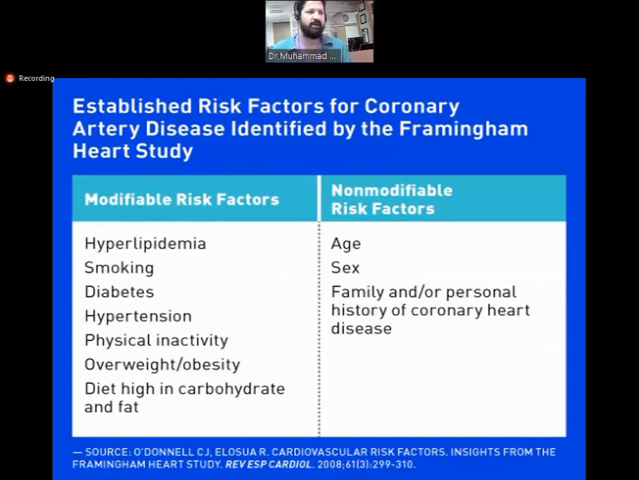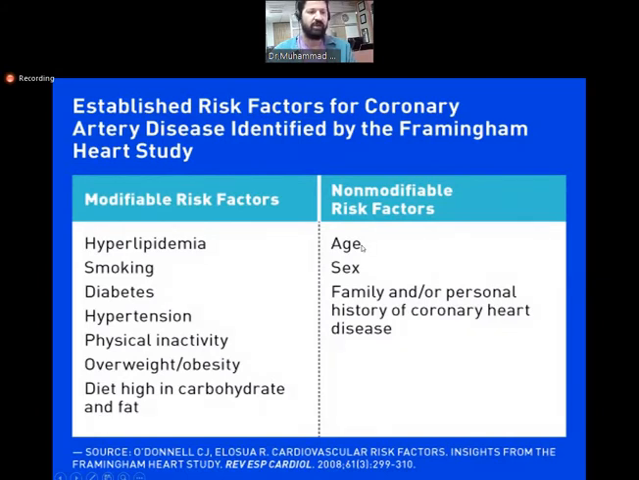So what are the risk factors for atherosclerosis or disease of the coronaries or any artery of the body? They have been divided mainly into two factors, that is non-modifiable factors which cannot be changed, that is your age.